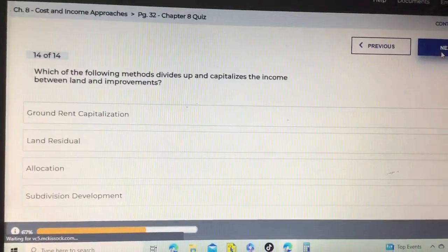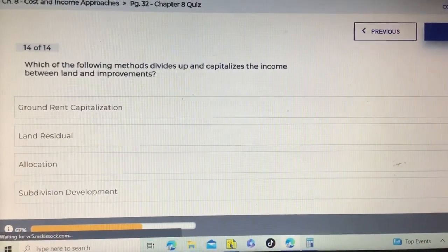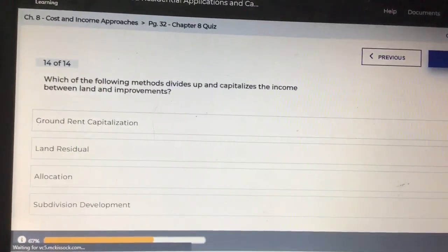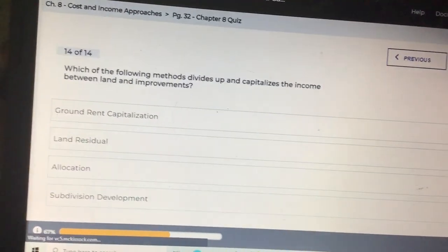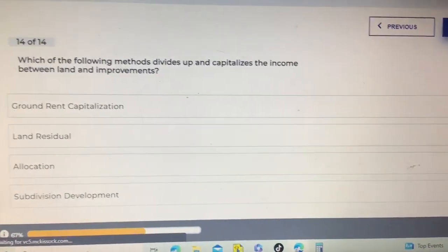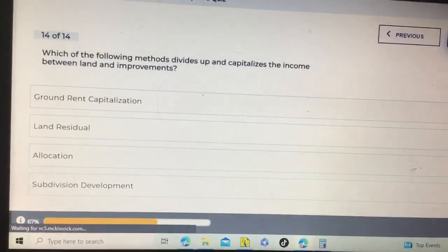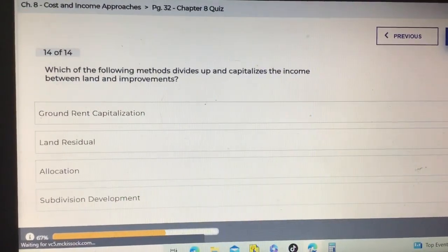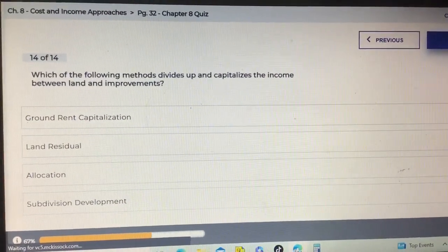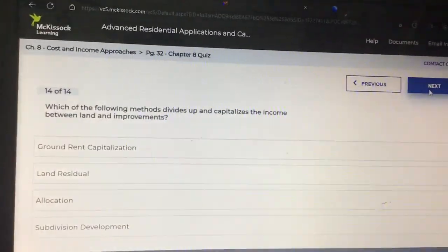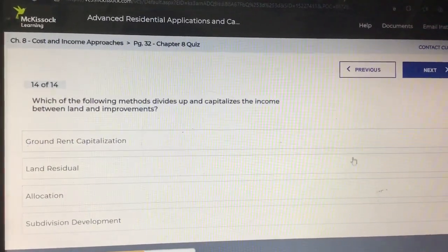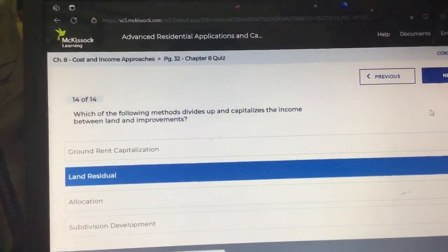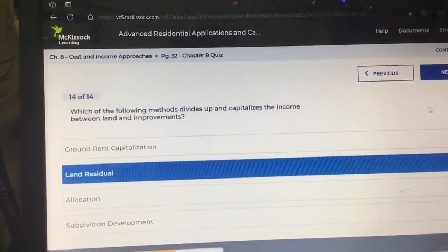Number 14. Which of the following methods divides up and capitalizes the income between land and improvements? A. Ground rent capitalization. B. Land residual. C. Allocation. Or D. Subdivision development. Right off the bat, it's not A or D. It's between B and C. I'm going land residual. And I think the difference between those is allocation is something regarding improved sales of comparables.